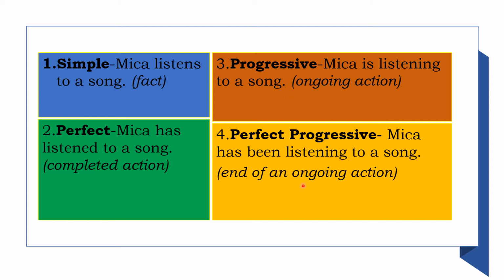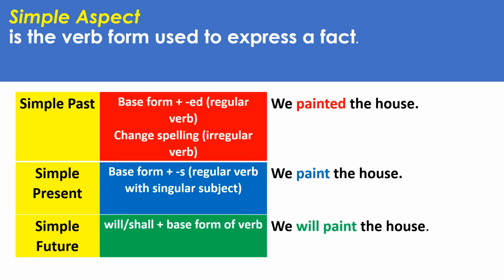And for the perfect progressive aspect, Mika has been listening to a song. It shows the end of an ongoing action. And we also use has been plus the present participle of the verb. For simple aspect, it is the verb form used to express a fact. We have simple past, simple present, and simple future.